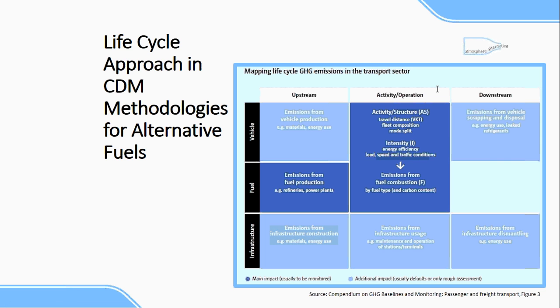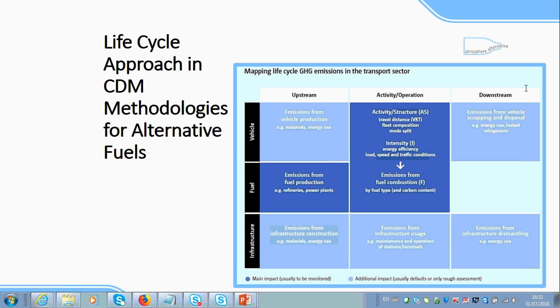So the compendium goes into a bit of detail about mapping the life cycle of GHG emissions in the transport sector. Here we have another figure taken from the compendium that describes why it's important to take into account life cycle, or what the life cycle emissions are taken into account in the CDM methodologies for alternative fuels. You can see on the left the different types of measures that can be taken to reduce emissions in this area, and we're going to focus on the middle one, which is fuel change. And then you can see the columns represent different parts of the life cycle related to the use of those fuels for which emissions need to be taken into account.